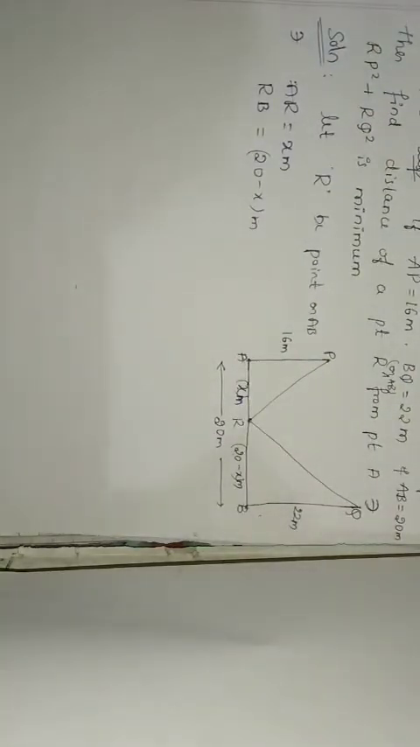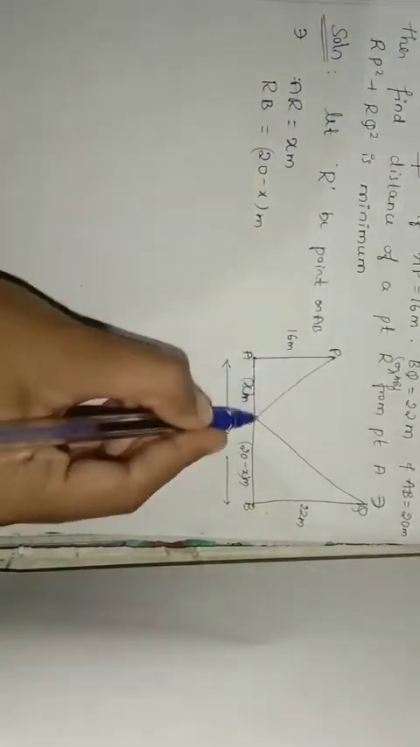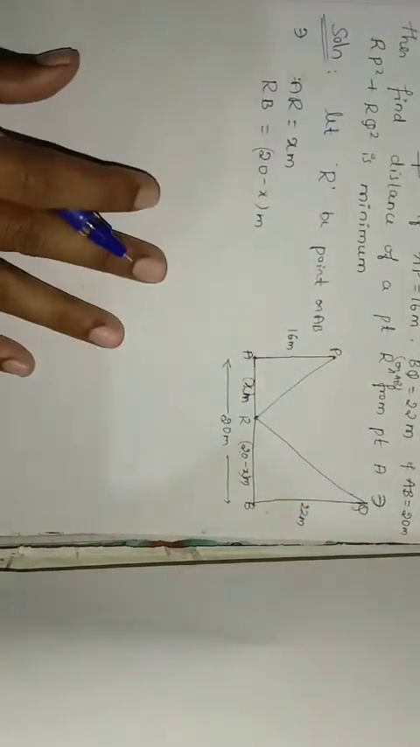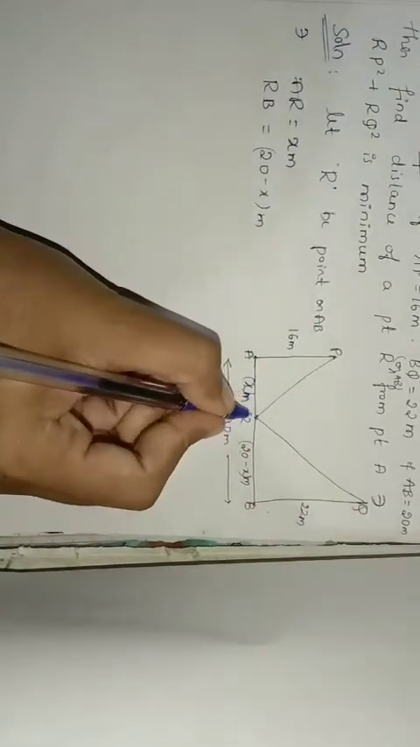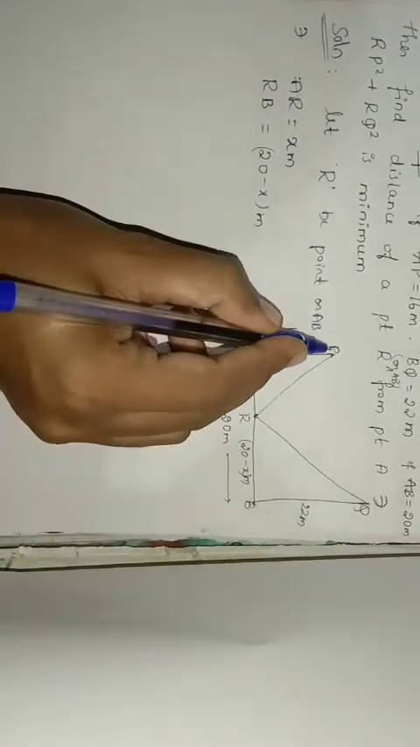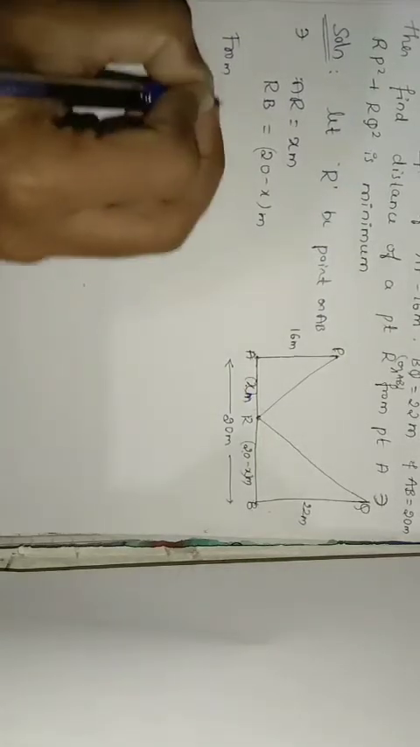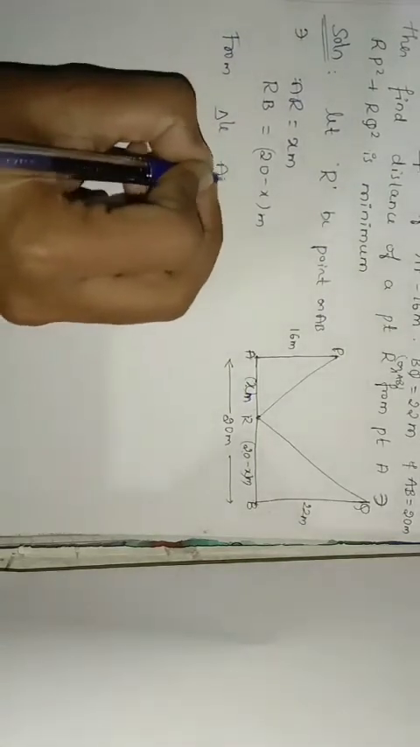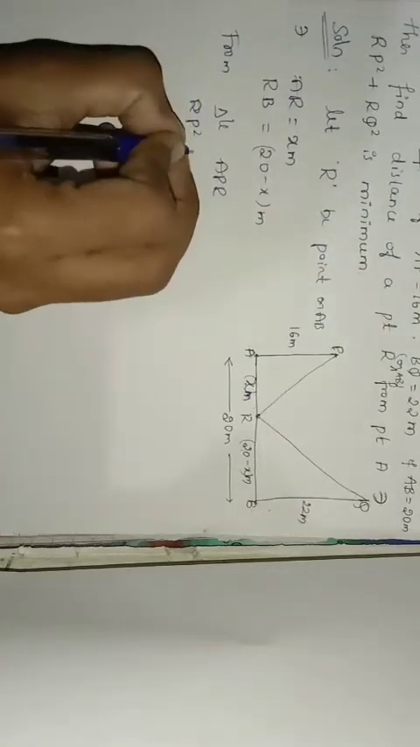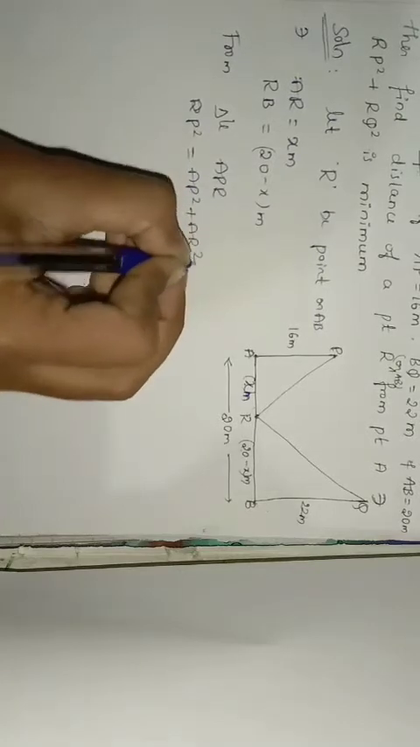Okay, so see from this figure we have one right angle triangle and one more right angle triangle. So from the Pythagoras theorem you know that RP square is equal to AR square plus AP square. See, from triangle APR, what happens? RP square is equal to AP square plus AR square.